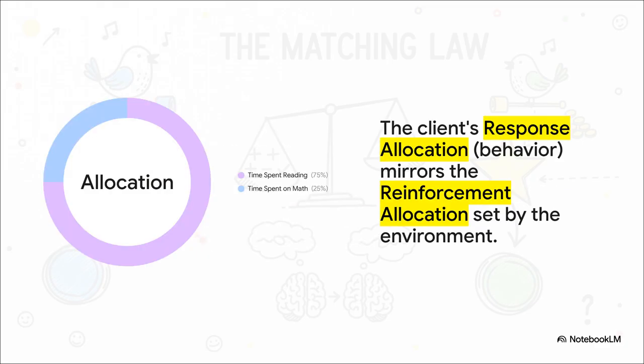And this visual just nails the concept. Look at these two charts. On the left, that's our reinforcement pie. We've decided to make reading way more reinforcing than math, right? 75 to 25. And on the right, you see the predicted result. The client's behavior, their response allocation, just mirrors it perfectly. The behavior pie matches the reinforcement pie.